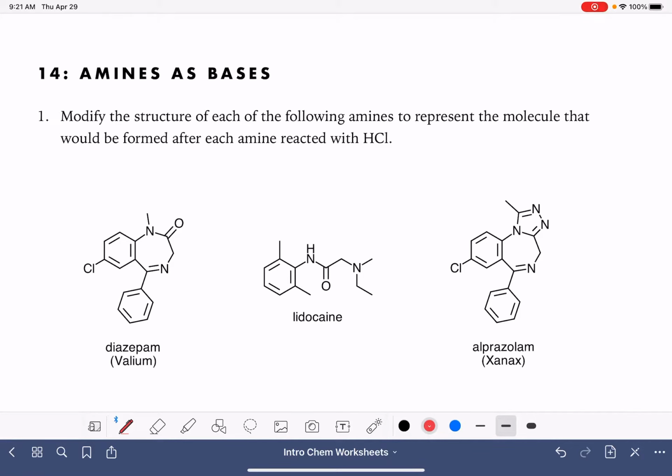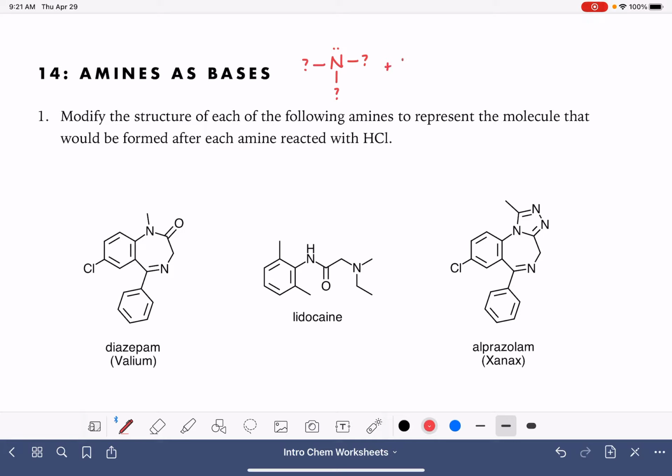On this worksheet, we're going to practice drawing the product of the reaction between an amine and hydrochloric acid, HCl. As a reminder, an amine is a molecule that has a nitrogen atom with 3 bonds to different things. I'm just going to use question marks there because it could be a hydrogen, carbons, whatever.